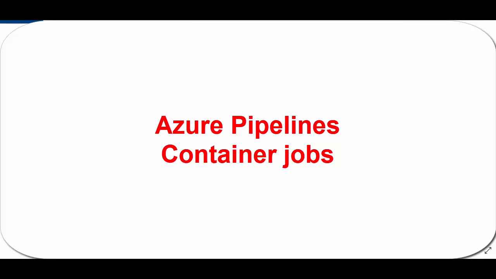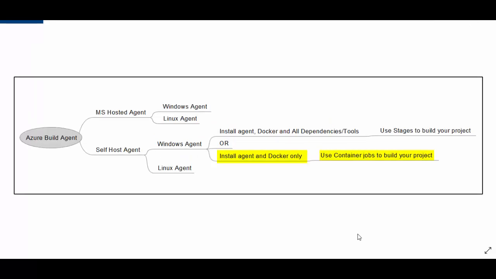Today we will look into one of the features of Azure pipelines called container jobs. As you know, we can run our builds on Azure build agents. If you see here, there are different types of build agents which you can have. Microsoft hosted agents, which Microsoft provides, and you don't need to do anything for that. And it provides two types of agents, Windows agents and Linux agents.